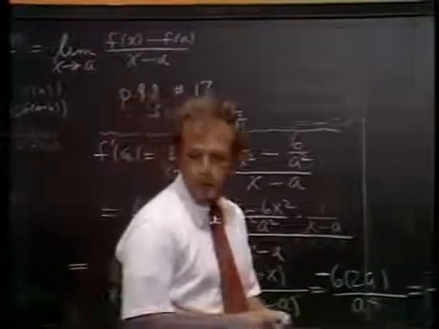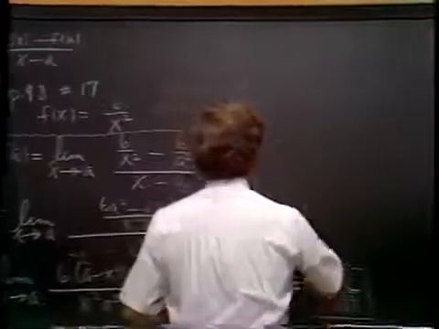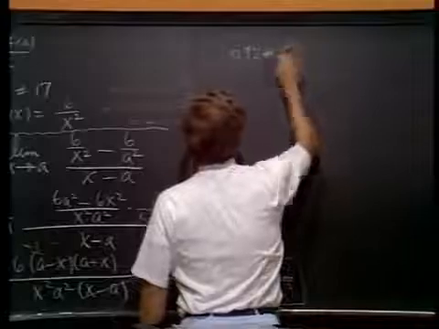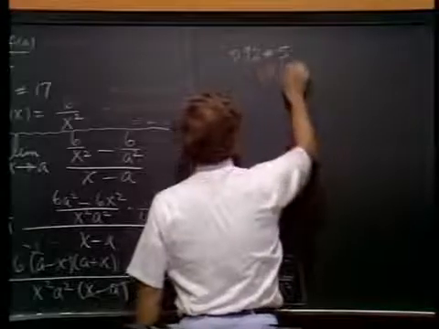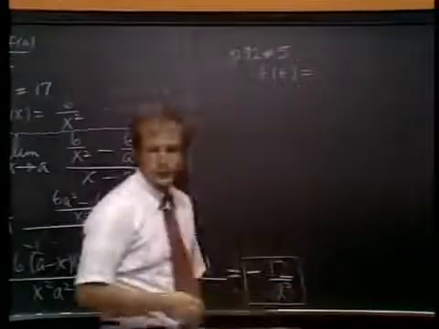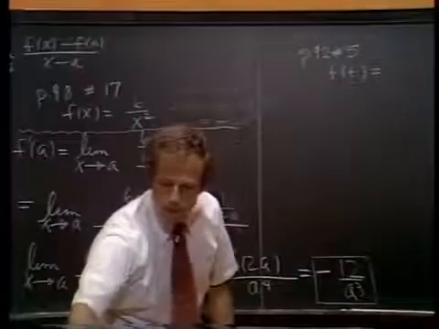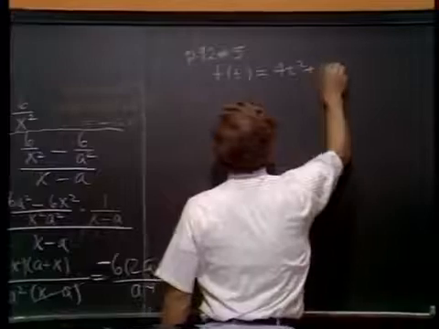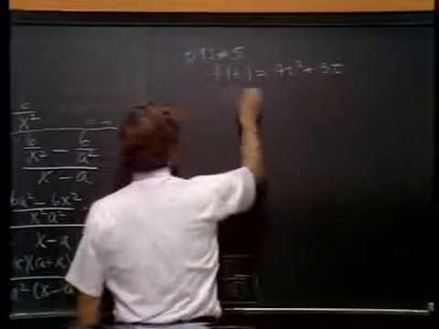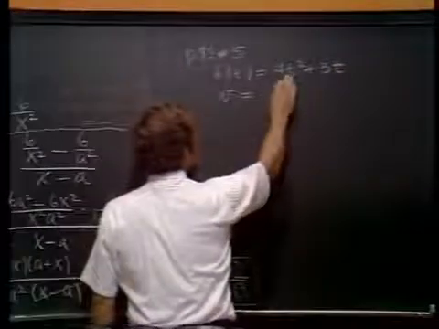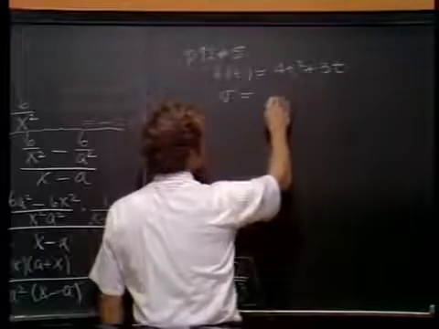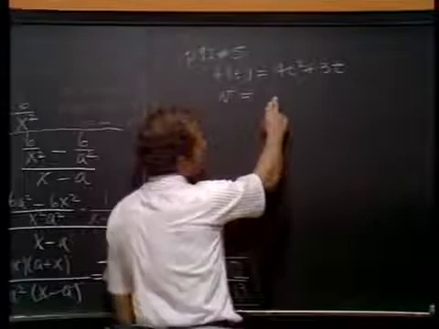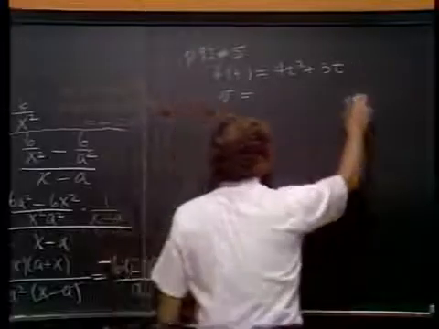What you're supposed to do there on page 92, number 5, is take a distance function, which is a simple polynomial, 4t squared plus 3t, and write down the velocity. So this tells you what the position is for a particle, and we'd like to find out where it's going, what direction it's going and at what speed.